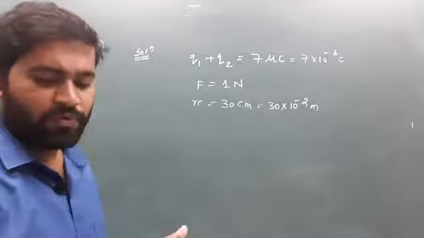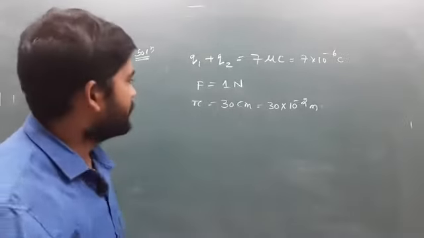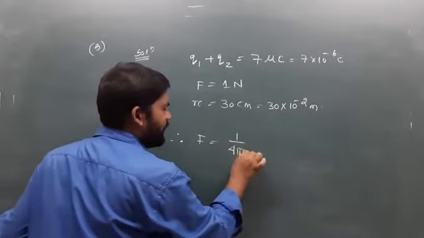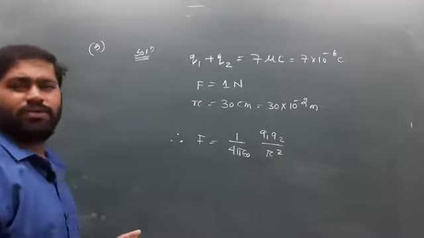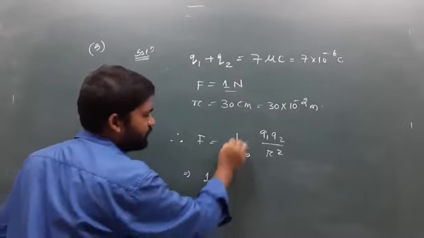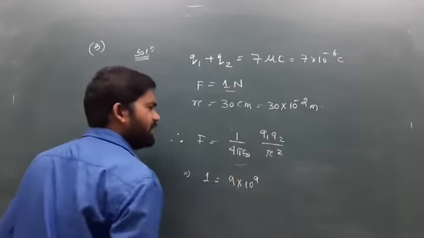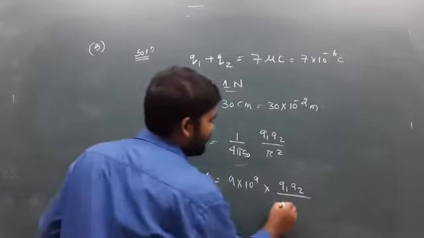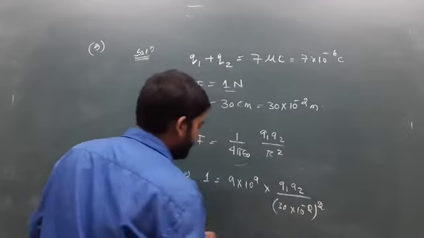So what will be the value of the two charges? As per Coulomb's law, we know F equals 1 by 4 pi epsilon 0 into q1 q2 divided by r square. The force is given as 1 Newton, equals 1 by 4 pi epsilon 0, whose value is 9 into 10 to the power 9, into q1 q2, which is not known, divided by r square, where r is 30 into 10 to the power minus 2 meter, squared.